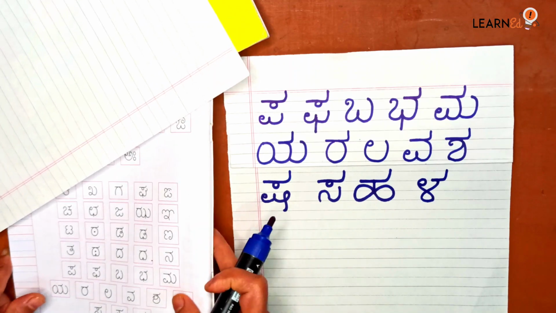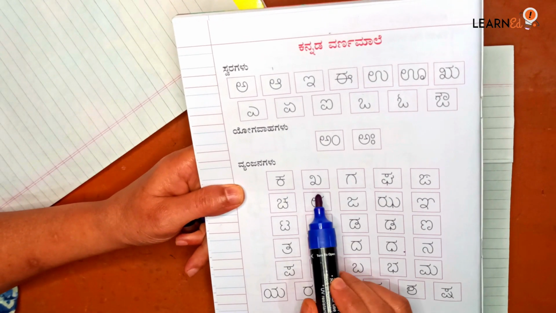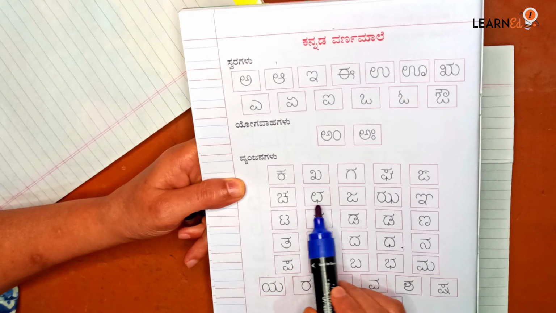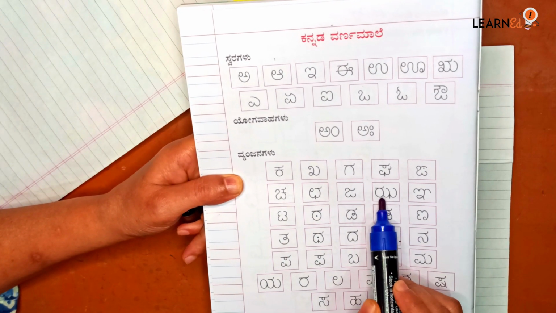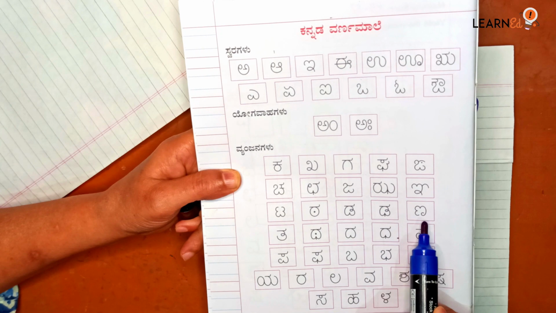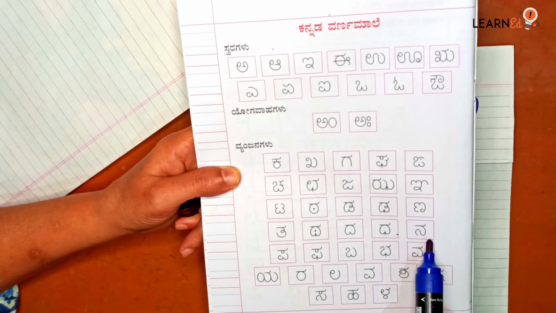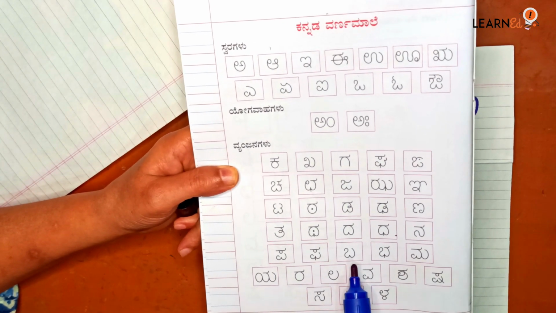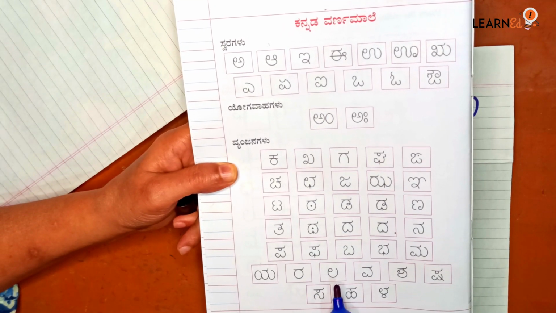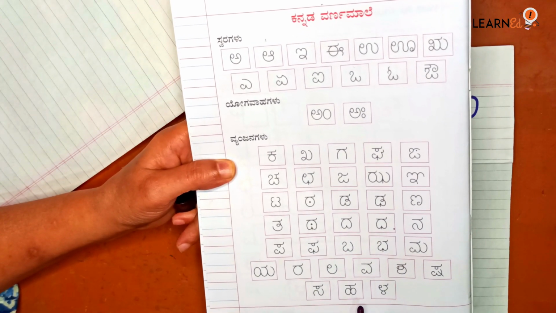Now we have learned all the 34 letters. Now let's read them. Ka, kha, ga, gha, gnya, cha, chha, ja, jha, gnya, ta, tha, da, dha, na, ta, tha, da, dha, na, pa, pha, ba, bha, ma, ya, ra, la, wa, sha, sha, sa, ha, la.